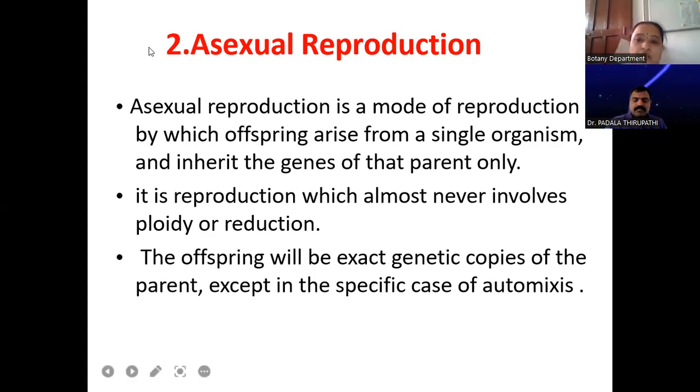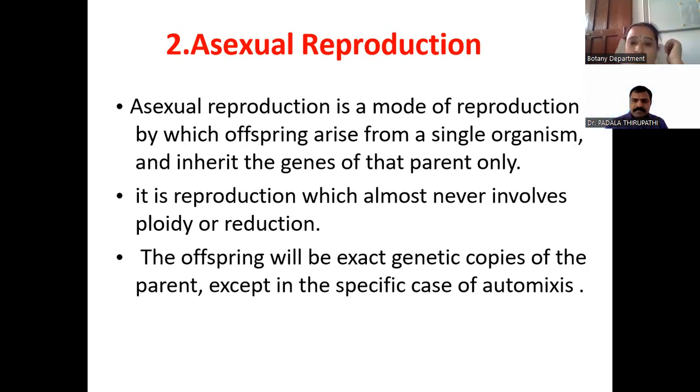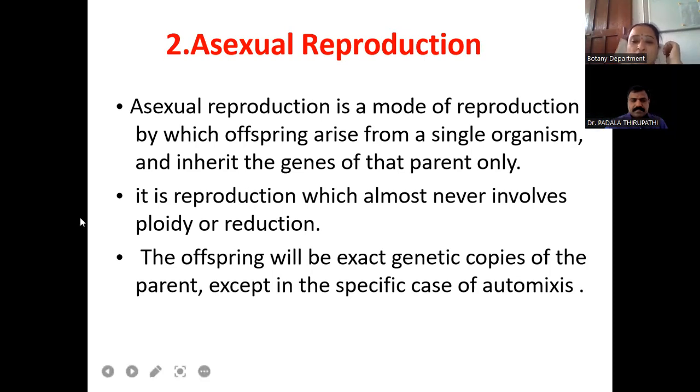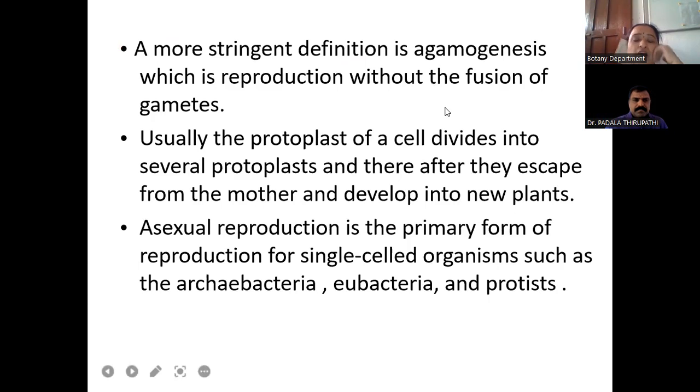Coming to the second one, asexual reproduction. Asexual reproduction is a mode by which offspring arise from a single organism. This single organism's offspring inherit the genes of the parent only. Asexual reproduction almost never involves polyploidy or reduction. Very, very important: in the algae, it never involves reduction division. The offspring will be exact genetic copies of the parent or thallus, except in the specific case of automixis. This is the definition of asexual reproduction.